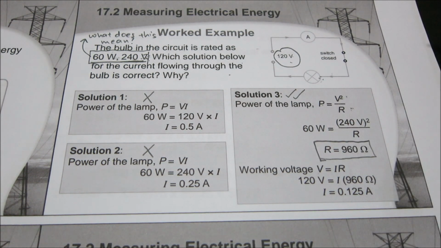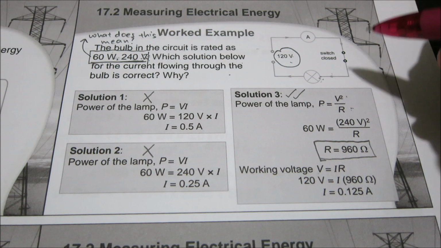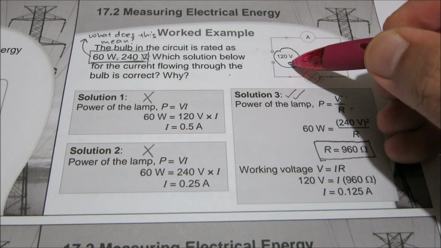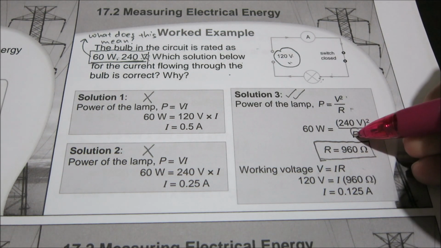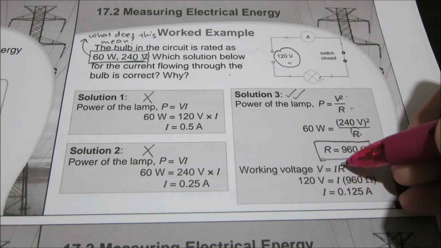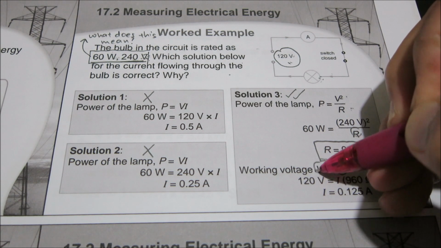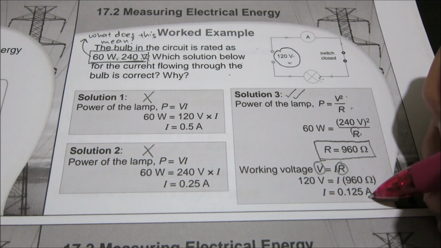Because the resistance does not vary with the voltage or the current applied through it. Alright, so I can calculate the resistance, and from there I can use my resistance of the bulb, which doesn't really change, when it's connected to a 120 volt supply V. Then I can calculate the current running through it, 0.125.